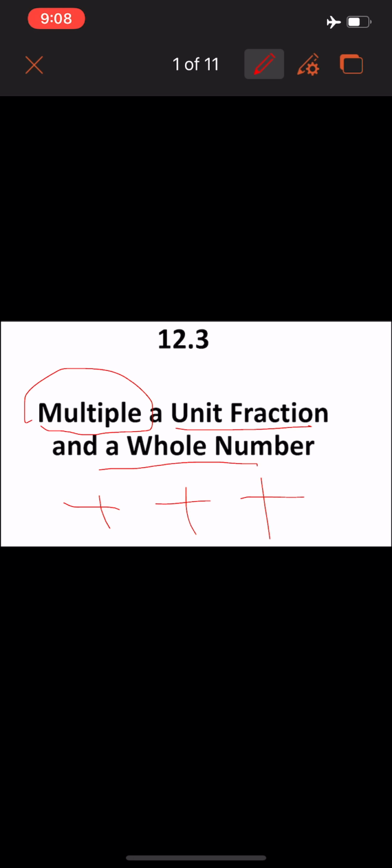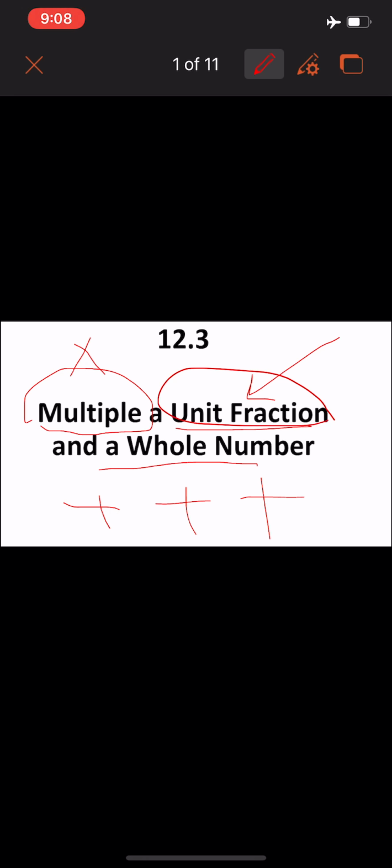How are you today? So this week we'll continue chapter 12, and today we have lesson 3, multiply a unit fraction and a whole number. And as you remember in the last lesson, 12.1, the first lesson of chapter 12, we have learned how to multiply a unit fraction and a whole number using repeated addition. But today we will multiply the unit fraction and the whole number using multiplication.